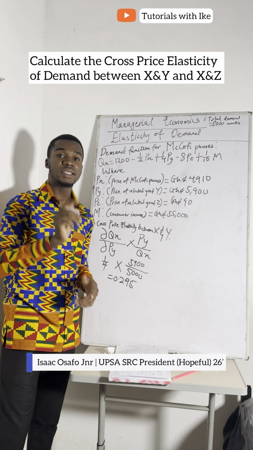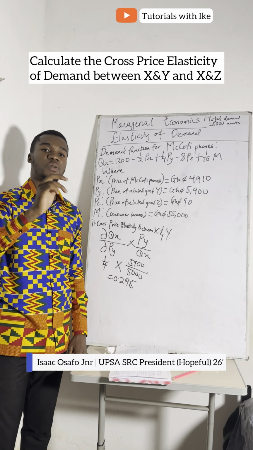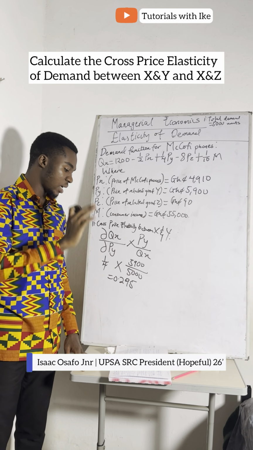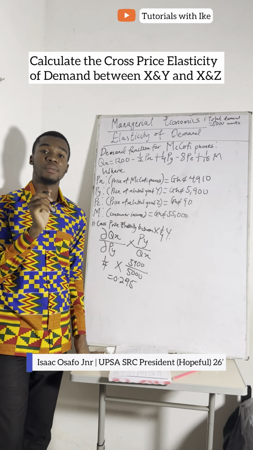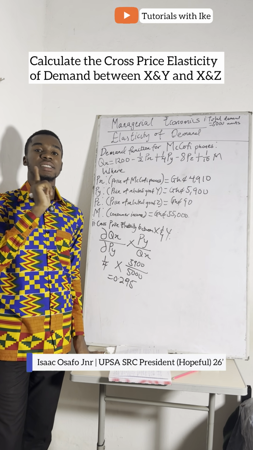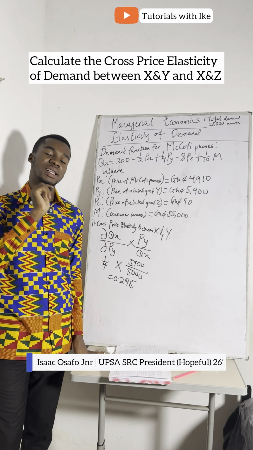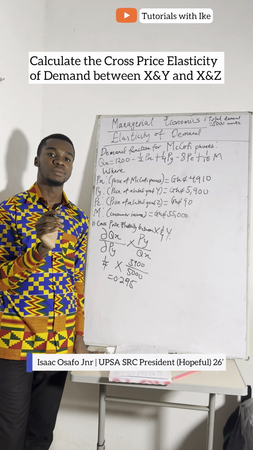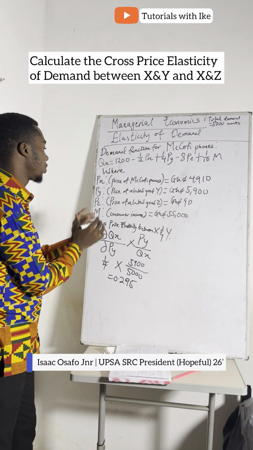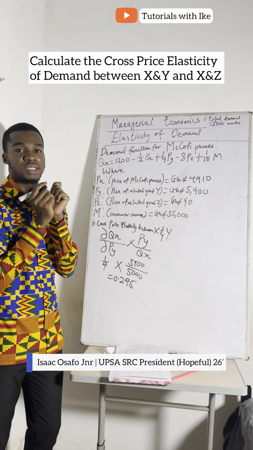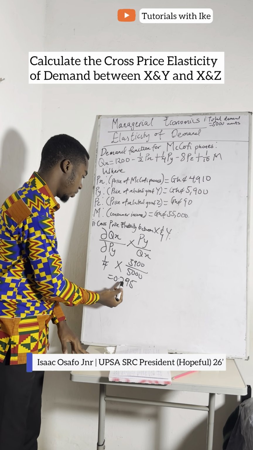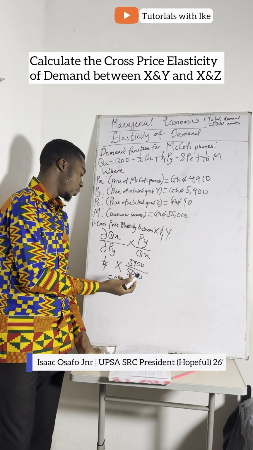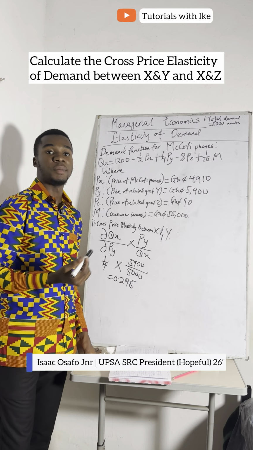And put this in your head. Anytime you solve for cross price elasticity of demand and you get a positive value, it means that it is a substitute. I repeat, if you get a negative, it means it's a complement. After you go through all this process and you get a positive, like this one, positive 0.295, there's no negative there, it means that it's a substitute. If you had got negative 0.295, it would have meant that it's a complement.